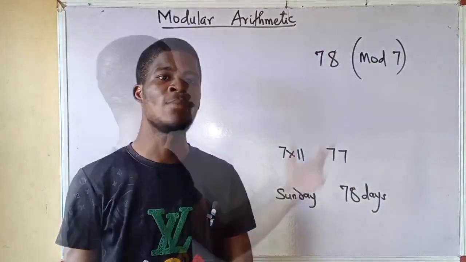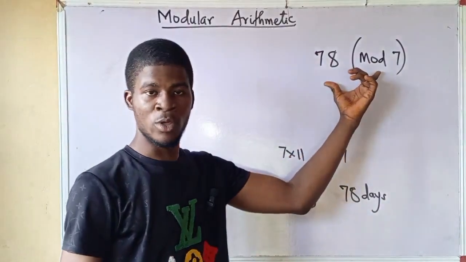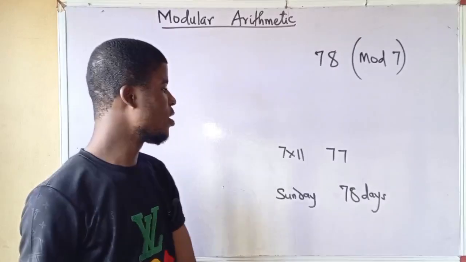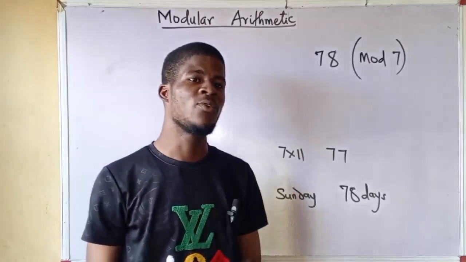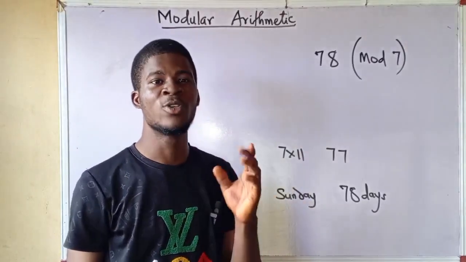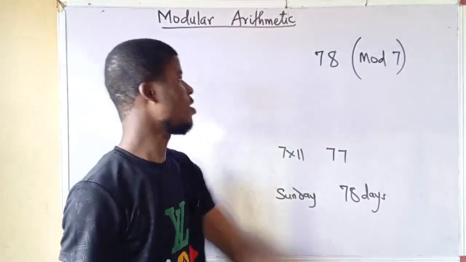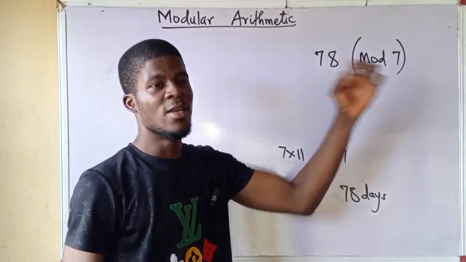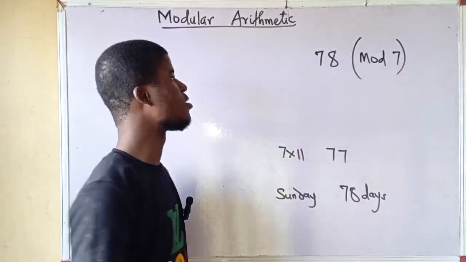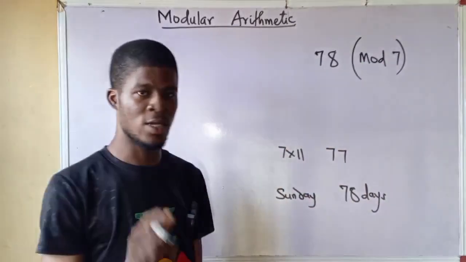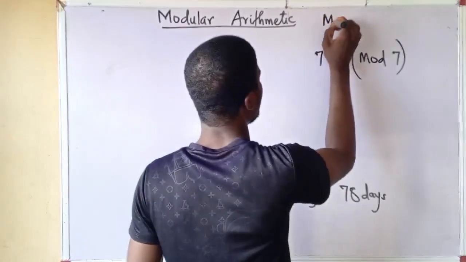The event I just described is represented like this in modular arithmetic. So if today is Sunday, it means that for every multiple of 7, it is going to be Sunday. That 7 is the modulus. The operation is modulo 7. Understand it? This is modulo.